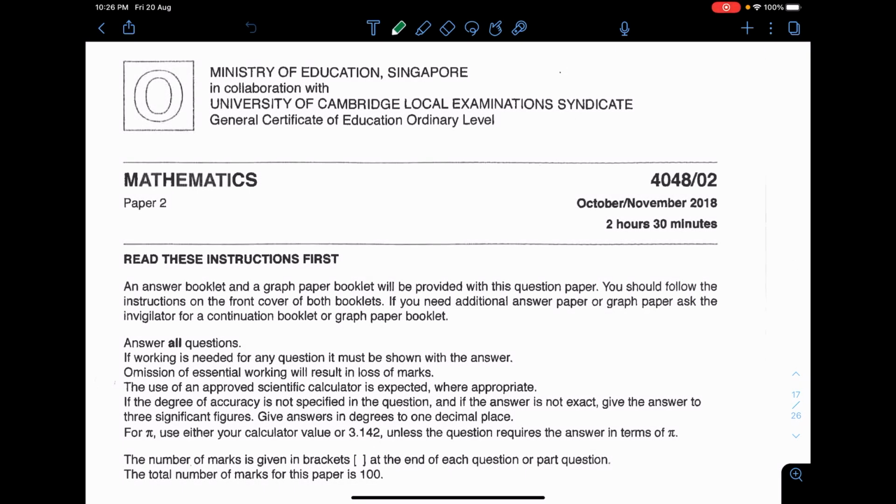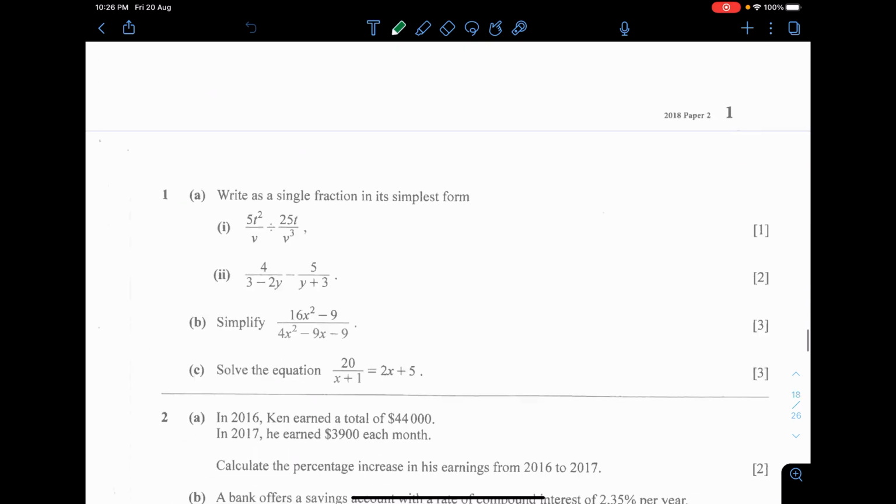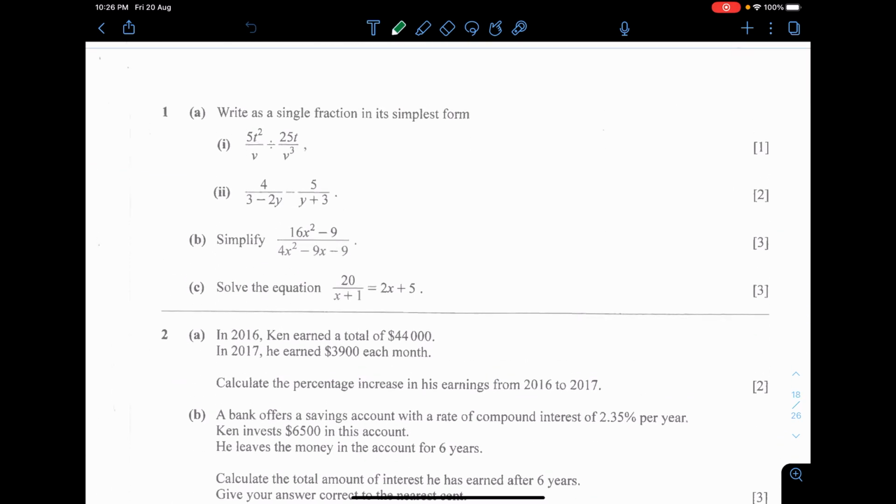Alright, let's start the paper 2 now. 2018 O-level paper E-Maths. Alright, so write a single fraction in the simplest form of this thing. Okay, so be quite simple. 5t squared over v multiplied by v cubed over 25t.